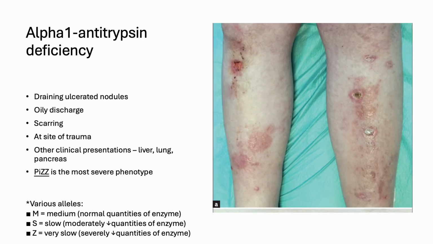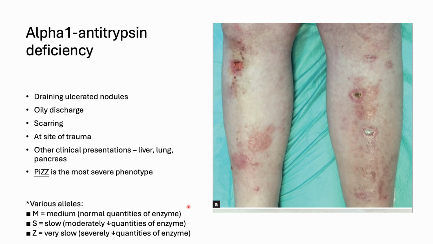Next disorder in the lobular panniculitis is alpha-1 antitrypsin deficiency. You can see from the image on the bilateral legs, there are numerous ulcerations, and some of the ulcers are oozing some oily discharge. After they heal, there can be scars on the wound area. The patient does not only have skin ulcers and discharge, but can also have other clinical presentations in the systemic part, including the liver, lung, and pancreas.